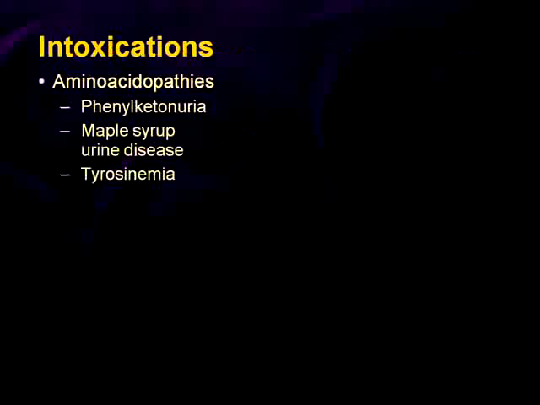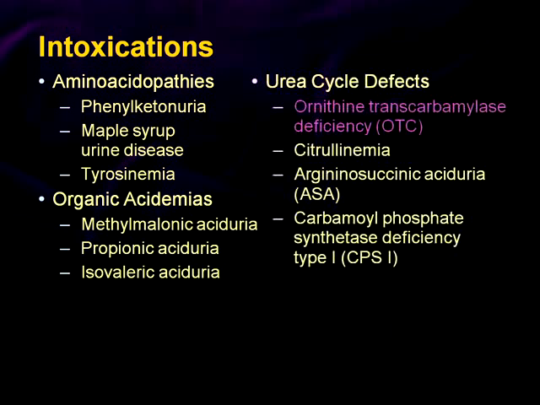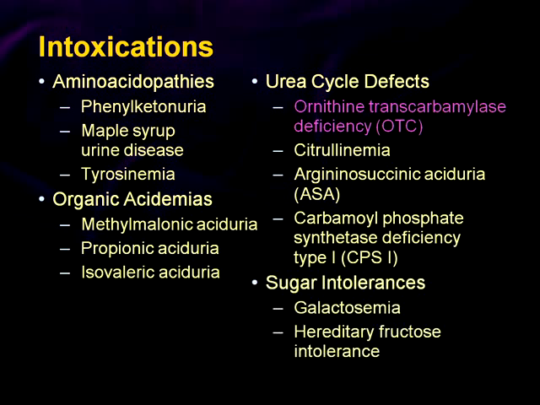So diseases that fall into that category include amino acid problems like phenylketonuria or PKU, maple syrup urine disease, and tyrosinemia. Organic acidemias fall into this category like methylmalonic, propionic, and isovaleric. The urea cycle defects, OTC is in purple because it is X-linked. Citrullinemia, ASA or argininosuccinic aciduria, and then the other one they like to ask about is CPS1 or carbamoyl phosphate synthetase deficiency. And then sugar intolerances, including galactosemia, and then hereditary fructose intolerance.